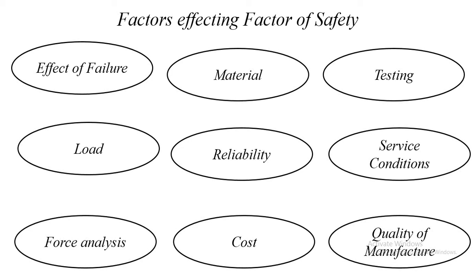As a design engineer, if you have calculated precisely the forces acting on the component, then a lower factor of safety can be considered. If the forces are uncertain and unpredictable, then you should go for a higher factor of safety. Material. If the material of the component is ductile, homogeneous, then a low factor of safety can be considered. If the material of the component is brittle, non-homogeneous, then a higher factor of safety should be considered.